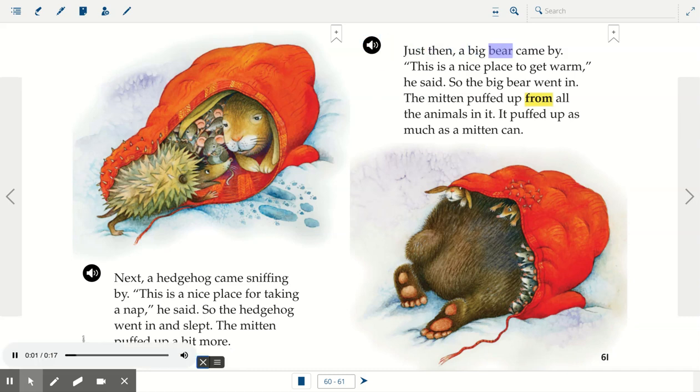Just then, a big bear came by. "This is a nice place to get warm," he said. So the big bear went in. The mitten puffed up from all the animals in it. It puffed up as much as a mitten can.